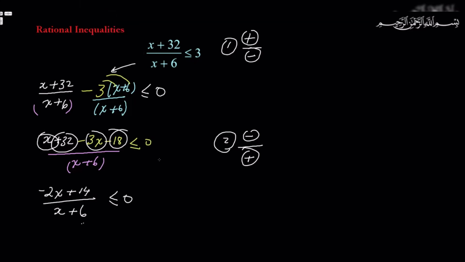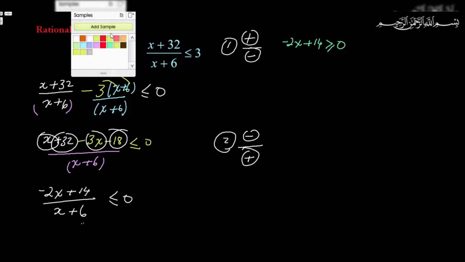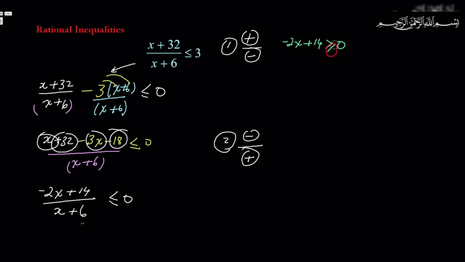So the numerator being positive, that's minus 2x plus 14. It has to be positive, right? Greater than or equal to 0. Now remember, I put an equal sign over here because the numerator can be 0. If the numerator is 0, then you get 0 over x plus 6, right? And is that less than or equal to 0? Well, 0 divided by x plus 6 is just 0, so you have 0 is less than or equal to 0, and that's a true statement.